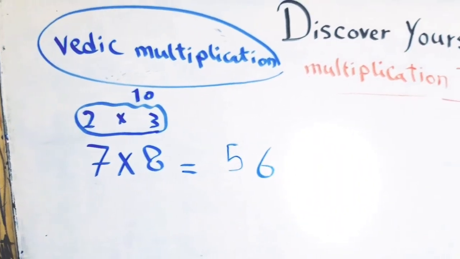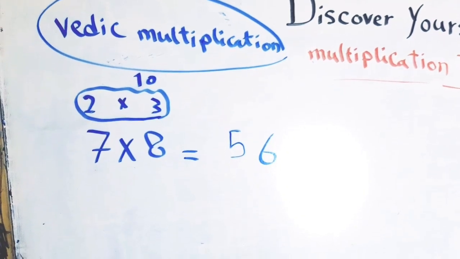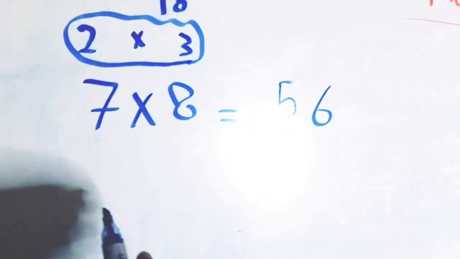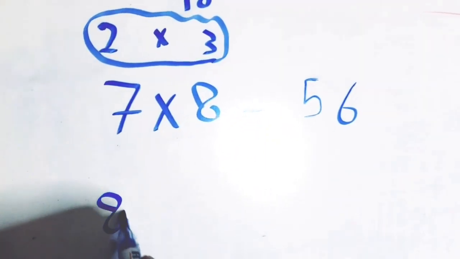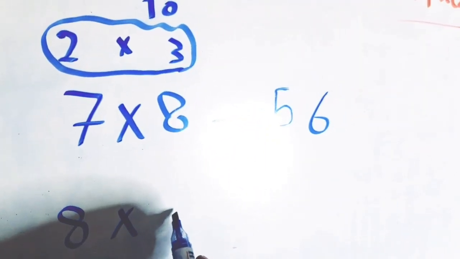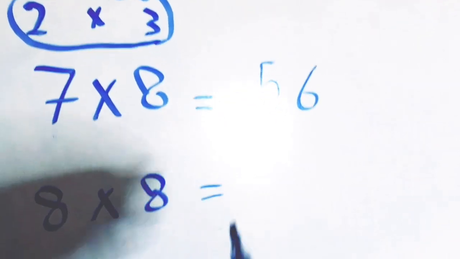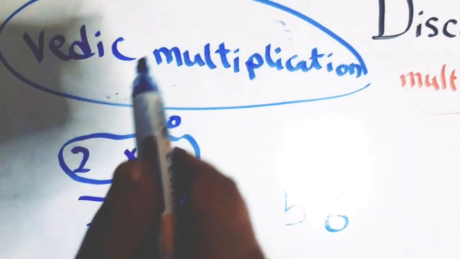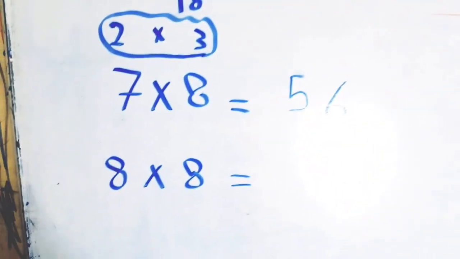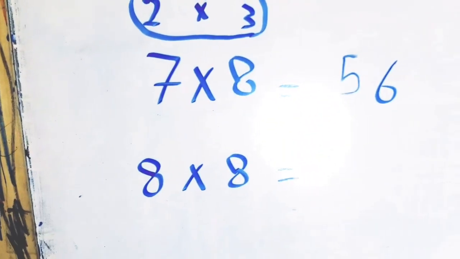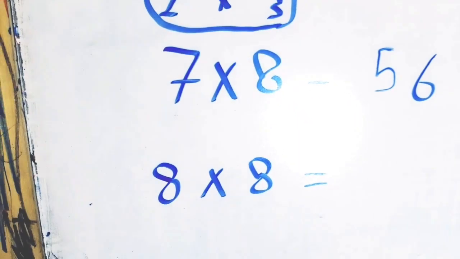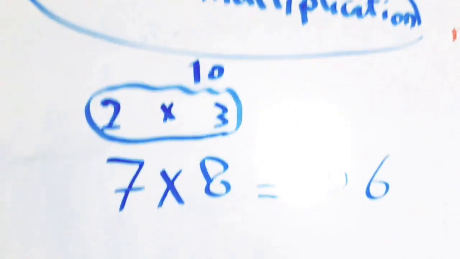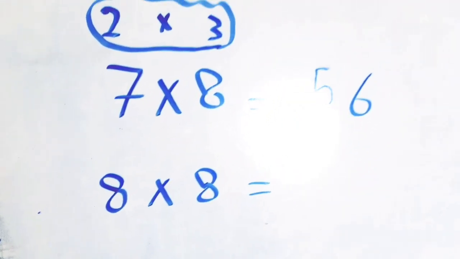This is the Vedic multiplication method. Let's take another example. 8 times 8. Of course, we know that our target is 10. We look at the first digit. 8 needs what to reach the target 10? Of course, 8 needs 2.